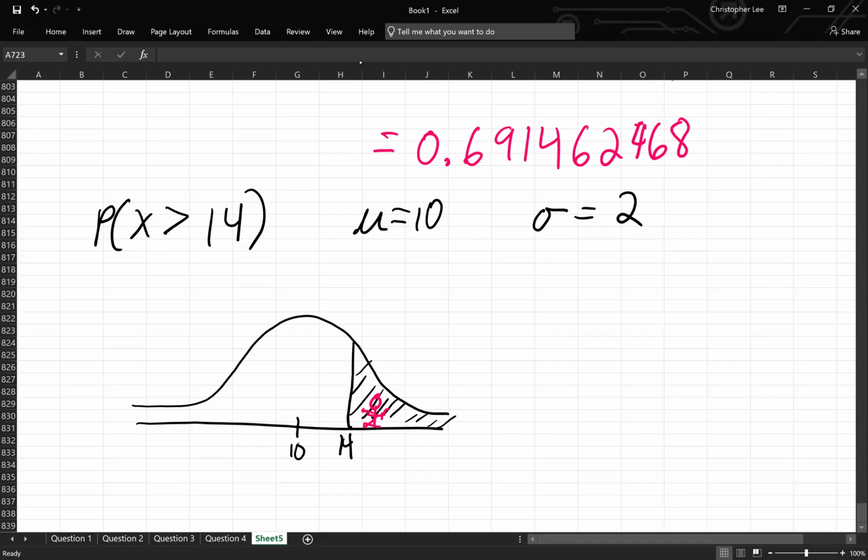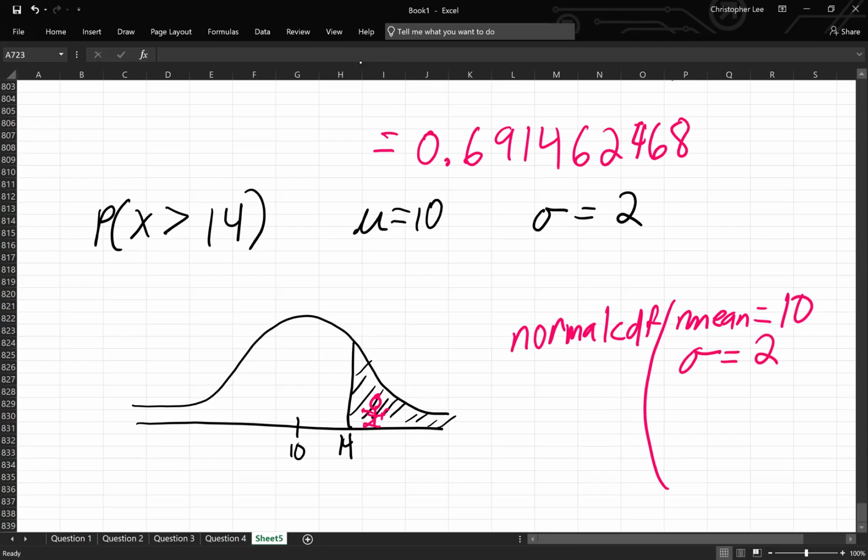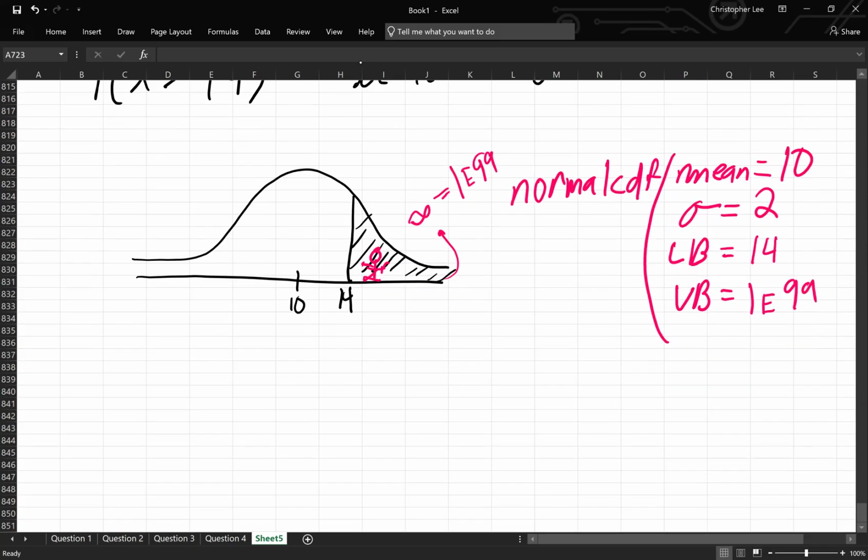So we're going to do normal CDF again in the calculator, where my mean is 10. My standard deviation sigma is equal to 2. My lower bound and my upper bound, that's what I'm trying to figure out right now. So my lower bound is whatever is to my left, right? You see where I'm standing, right? So to my left is 14. But to my right, this is positive infinity, which in your calculator is going to be written as 1E99, positive 1E99. It should already be in your calculator, 1E99. After that, just click enter.